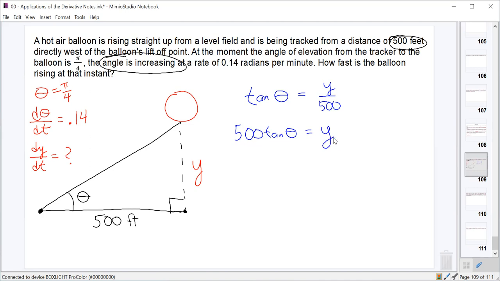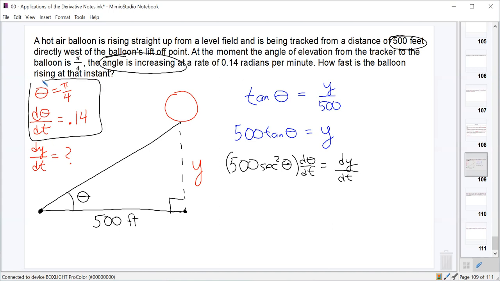So when we take our derivative with respect to time, we ought to get 500, and then the derivative of tangent is secant squared, so secant squared theta. But because we're doing this with respect to time, we have to multiply this by d theta/dt. And on the right-hand side, we just get dy/dt. So now all we need to do is plug in our known quantities, this pi over 4 and this 0.14 for d theta/dt, and solve for dy/dt.